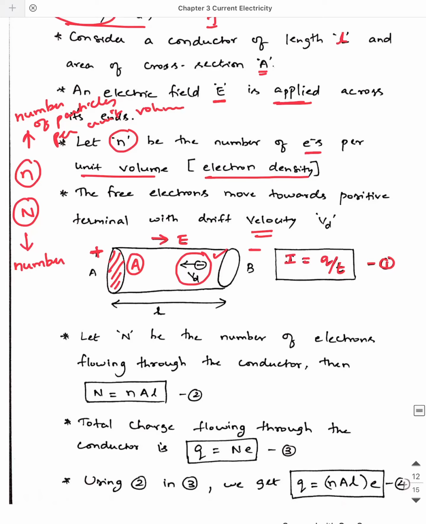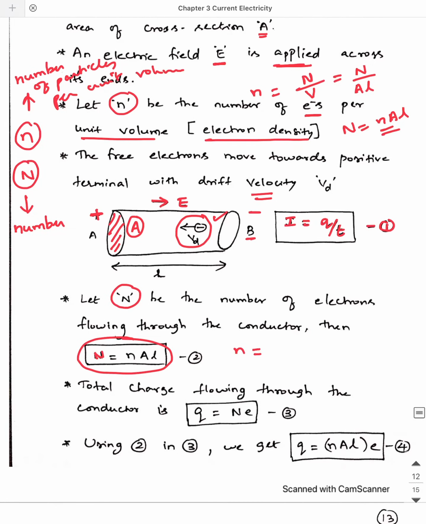Now let's say there are capital N electrons present inside the conductor, which are flowing from B to A. What is the value of capital N in terms of small n? Capital N is given as small n into A into L. Let's see why. We know that small n is the number of electrons per unit volume. The number of electrons is capital N and the volume is the multiplication of area of cross section and length. So capital N is equal to small n into A into L.